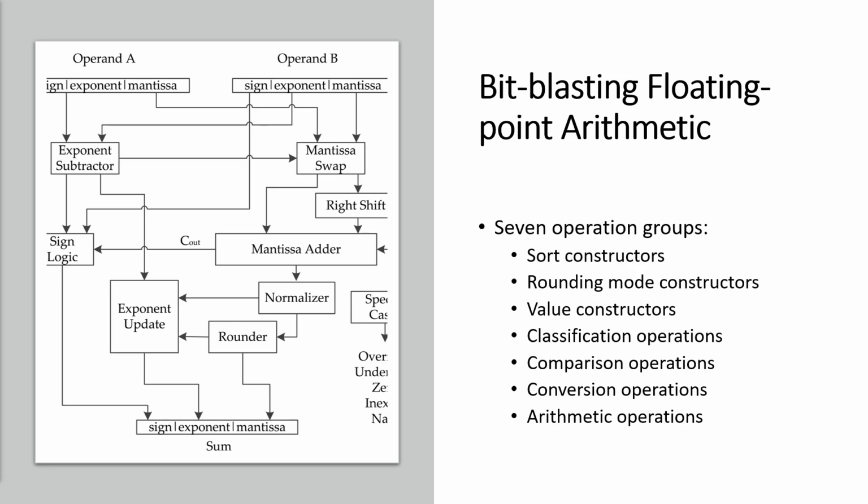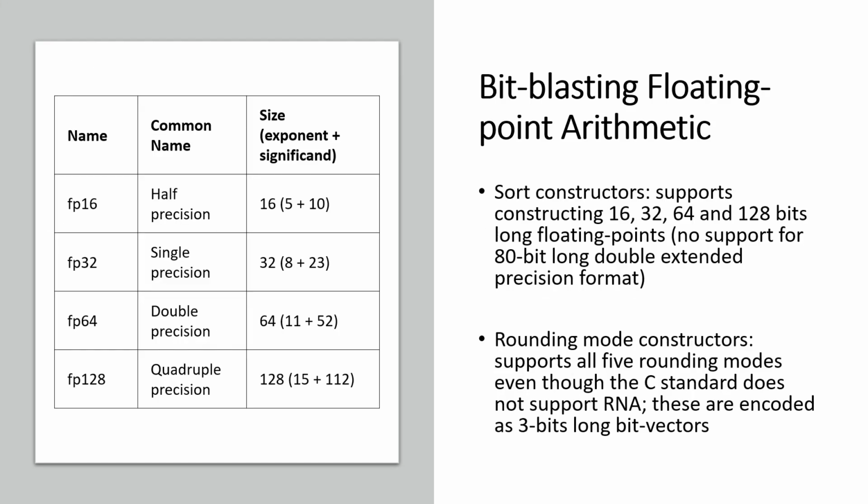Internally, we grouped the operations into seven groups: sort constructors, rounding mode constructors, values constructors, classification operators, comparison operators, conversion operators, and arithmetic operators. The sorts follow the definition shown in the table for the bit vector sizes. We do not support the 80-bit long double extended precision format used in some processors. Instead, we use 128 bits for quadruple precision.